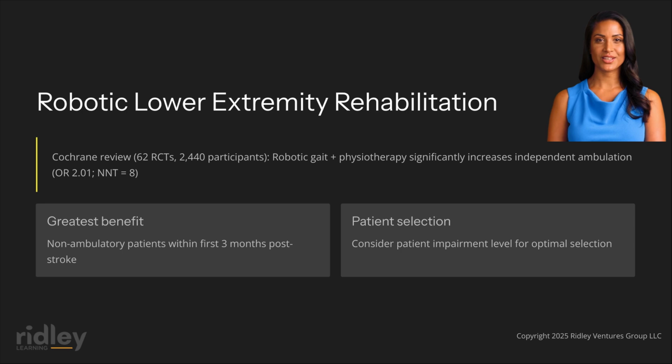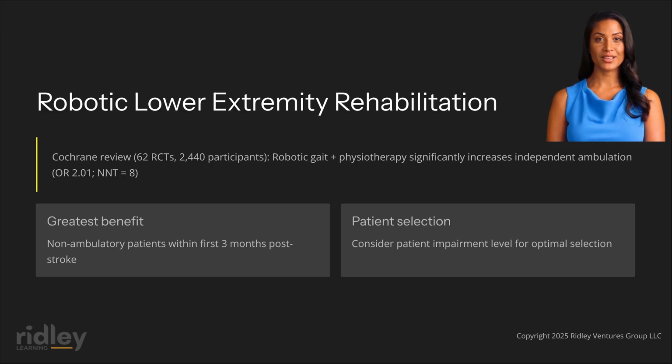Post-hoc analyses indicated that patients who are non-ambulatory within the first 3 months post-stroke derive the greatest benefit from this intervention. Treadmill-based systems with bodyweight support enable repetitive gait practice at volumes that may exceed what is achievable through conventional overground training, while the consistency of robotic guidance ensures appropriate movement patterns throughout extended training sessions.